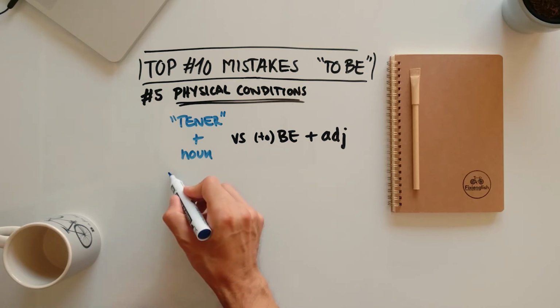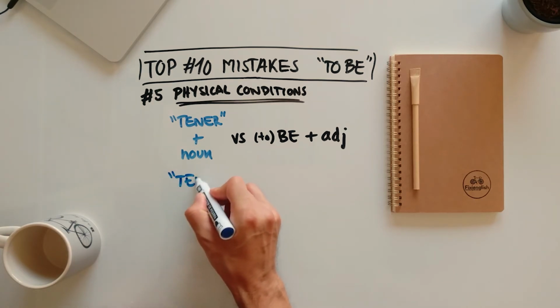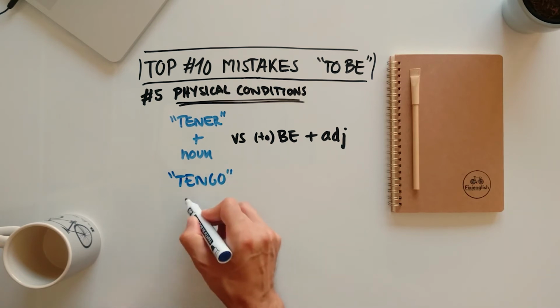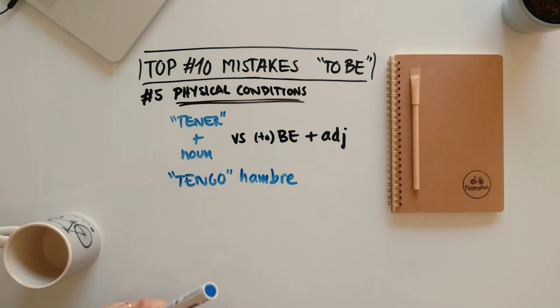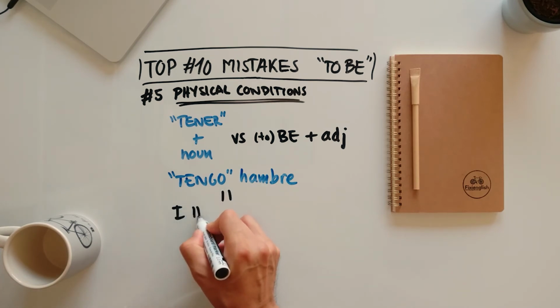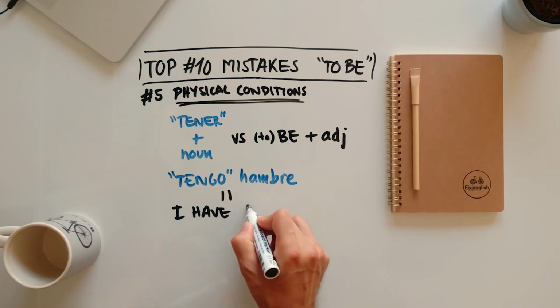Now, what is the most common mistake when trying to express physical conditions in English? Well, if we took an example like tengo hambre in Spanish, this would be normally translated into English as I have hunger.